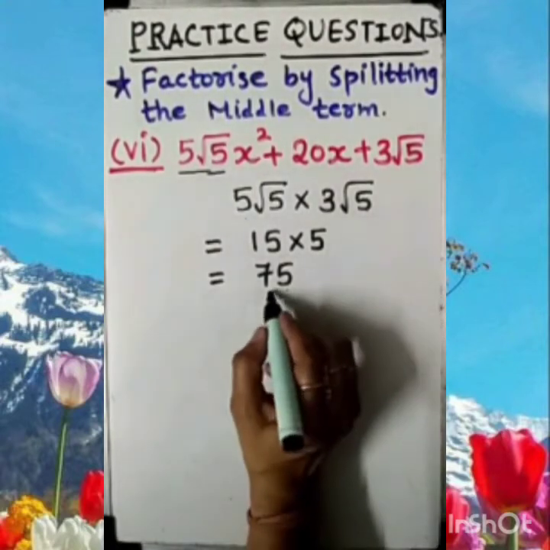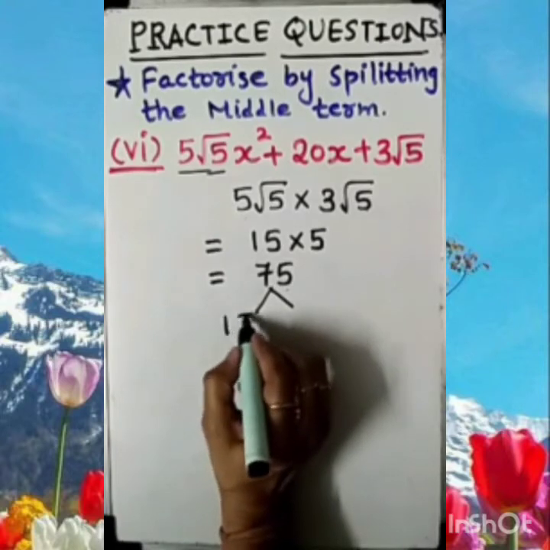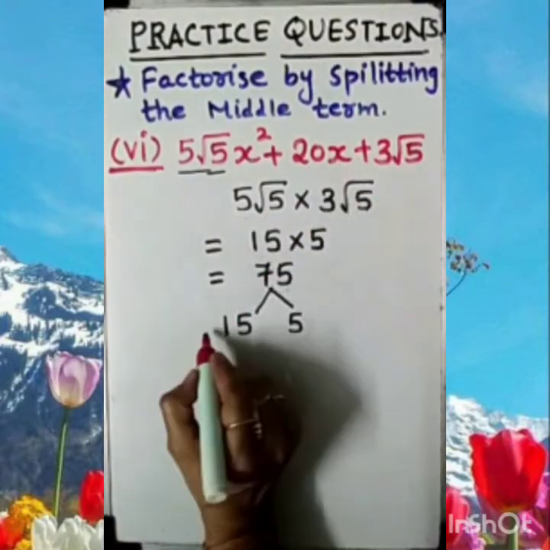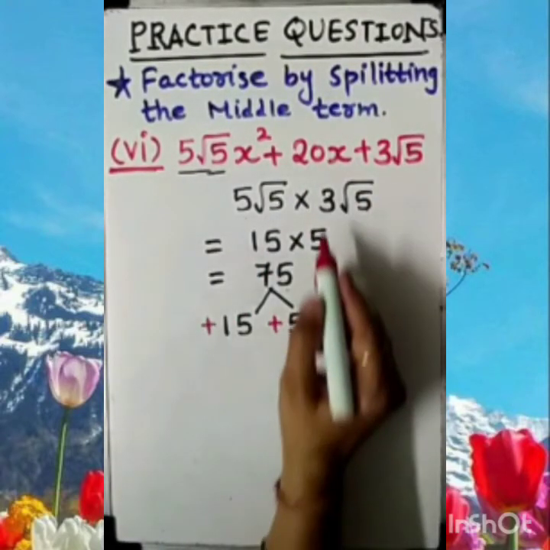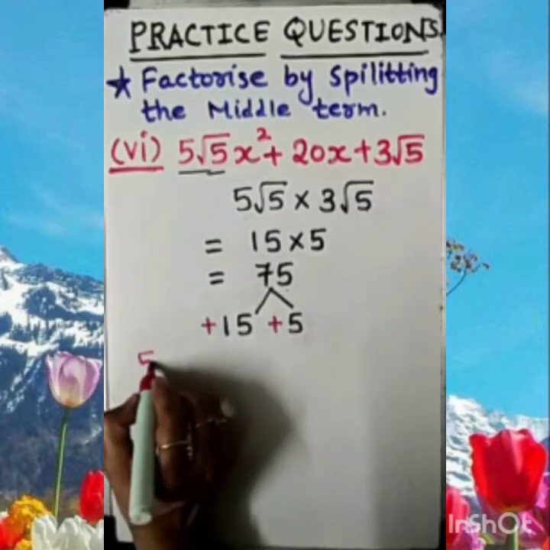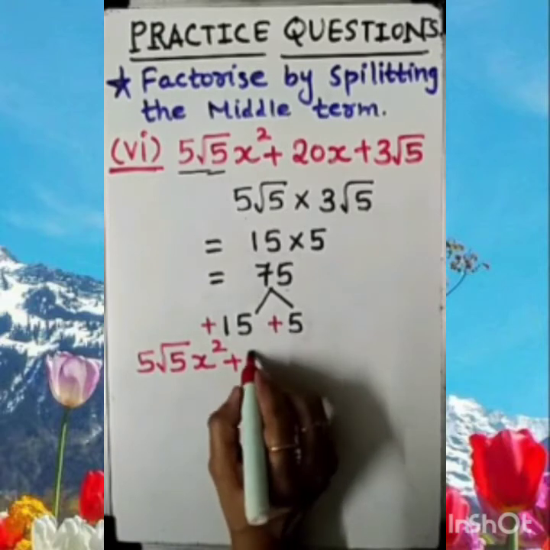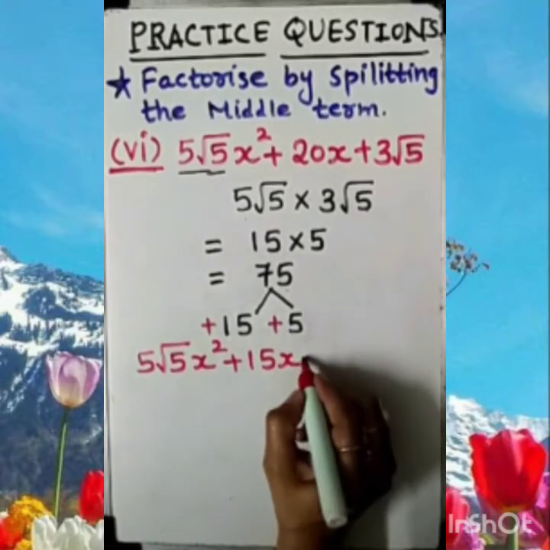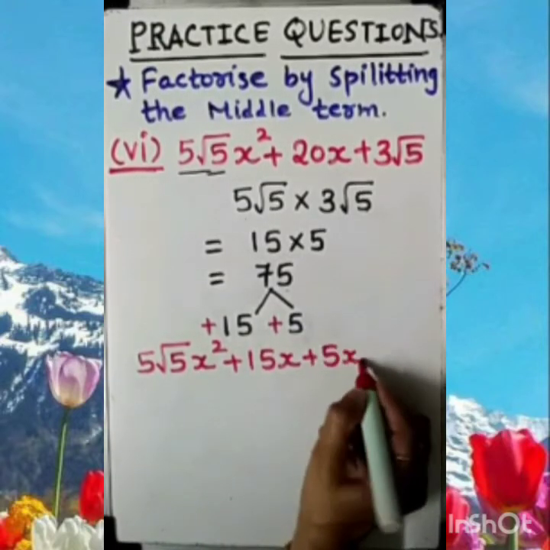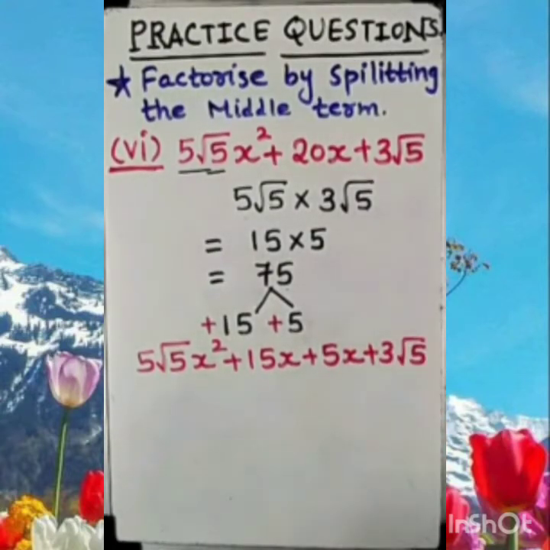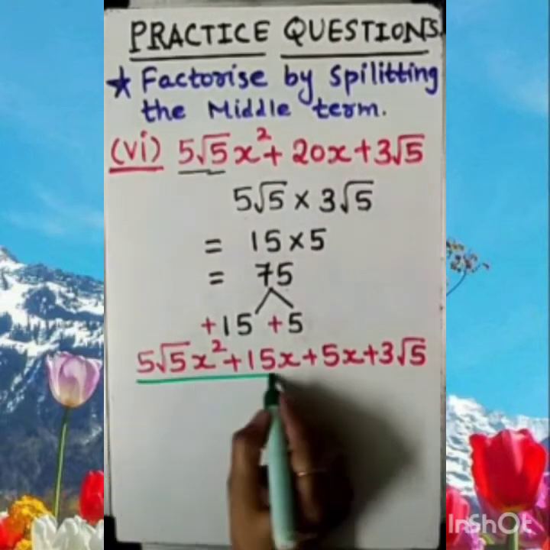So dear student, 75 can be written as 15 times 5. As we know that 15 plus 5 gives the result 20. So the addition of these two is coming 20. So first I need to mention 5 root 5 x square plus 15x plus 5x plus 3 root 5. Right? Very easy and very simple. So let's make a pair now.